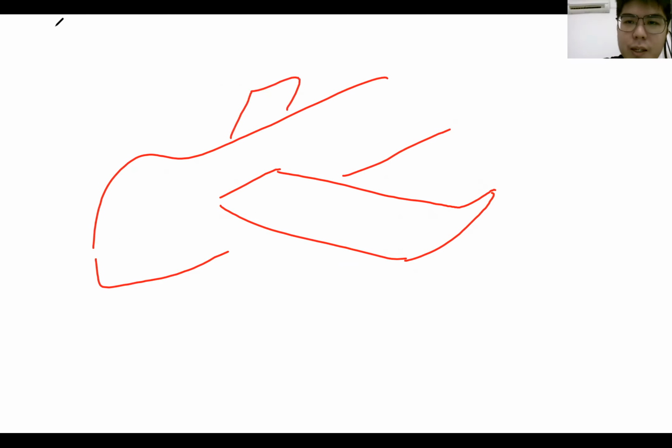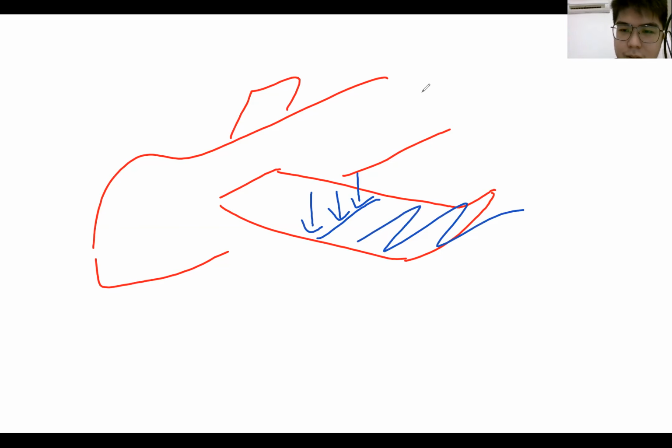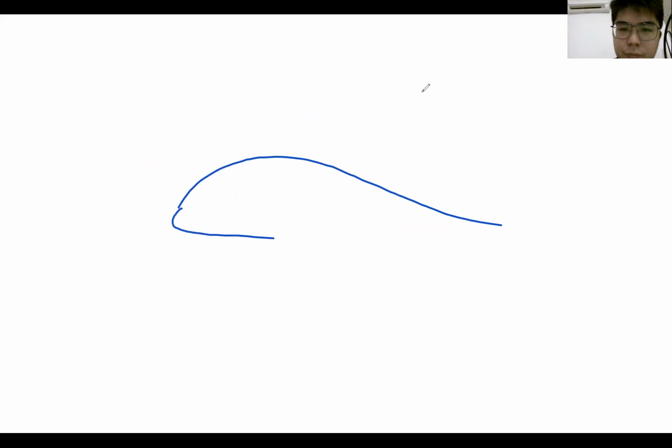Now let's say you cut here, you cut from the top, and then you take off this piece, and then you look from the side. What you will see is the cross-sectional area of the wing. You will see the cross section of the wing, and it looks like this. This one we call the airfoil.